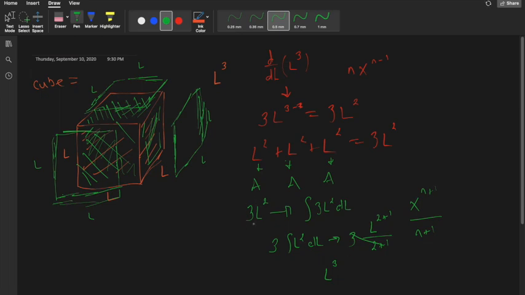So having a differential amount of 3L squared, a differential amount of all these will give us this cube back. It's just a really interesting way of looking at derivatives and integrals in a box application.